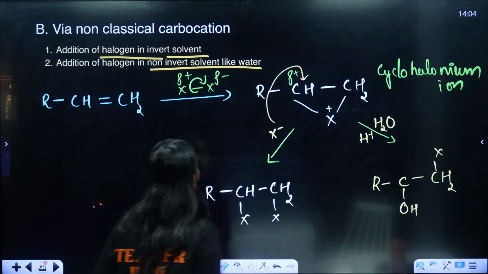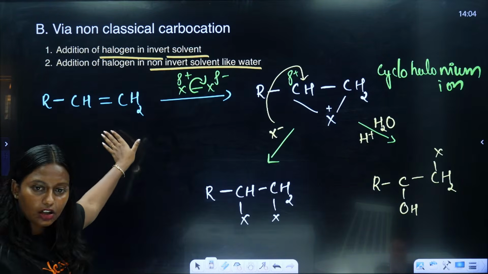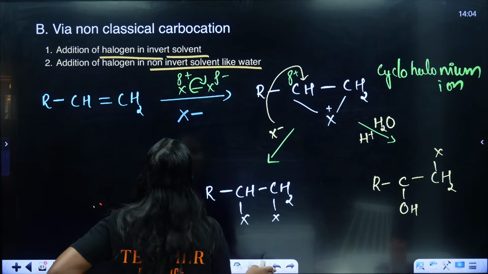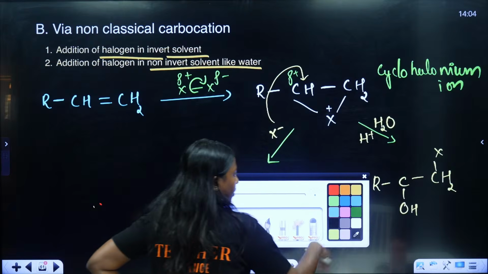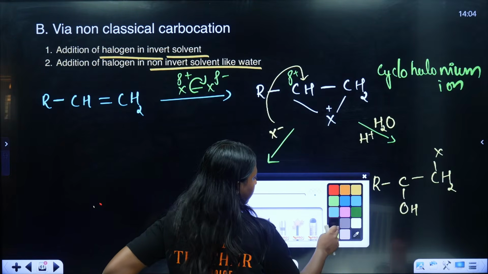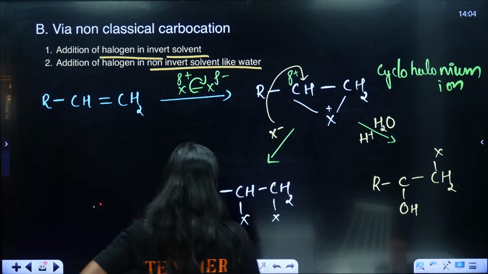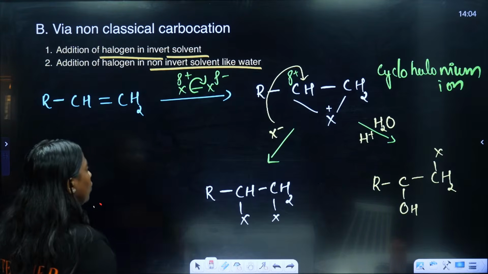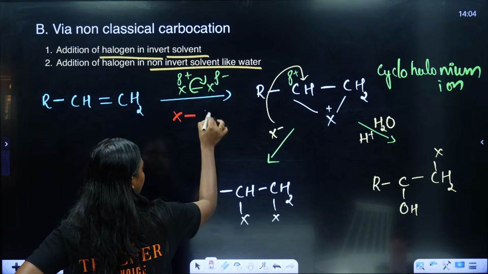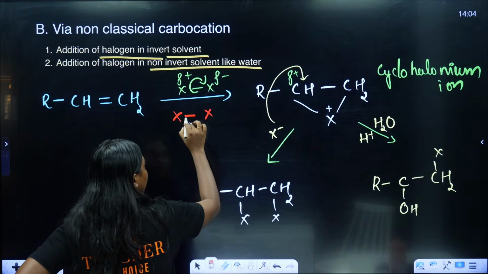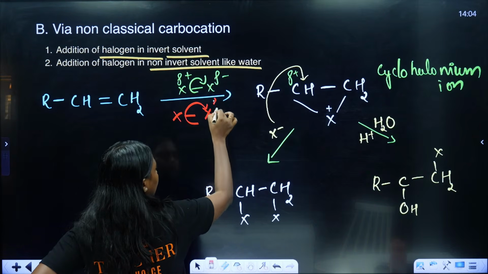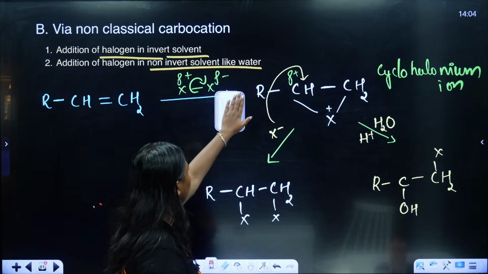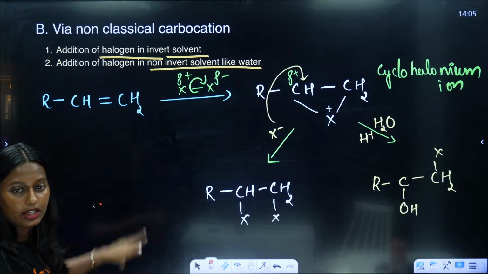Here I am taking an alkene and taking halogen only. I will change the color, so I will take red for the halogen. It is a halogen bond, so this bond will break. One halogen takes the complete electron pair, so one becomes partially positive and one partially negative.